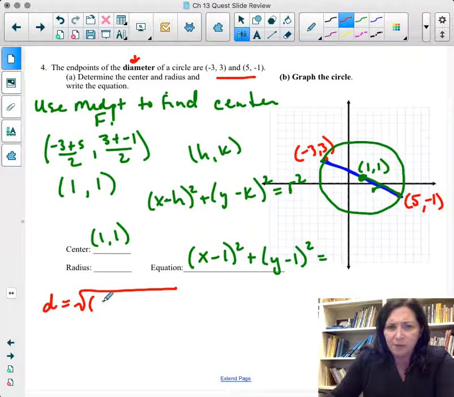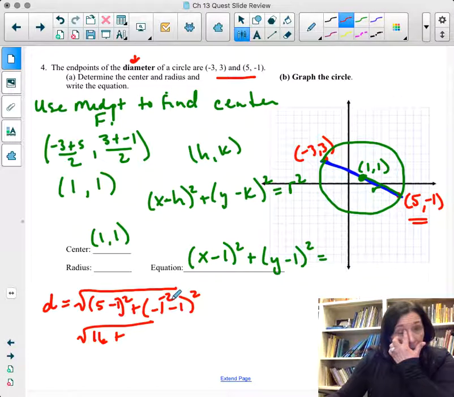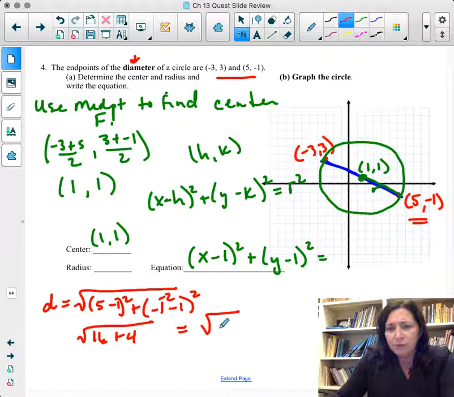So we're going to go 5 minus 1. So I'm going this side minus that side. So 5 minus 1 quantity squared plus negative 1 minus 1 quantity squared. And in doing that, 5 minus 1 is 4. 4 squared is 16. Plus negative 1 and negative 1 is negative 2. So negative 2 quantity squared, negative 2 times negative 2 is 4. So I have the square root of 20 is equal to the distance.